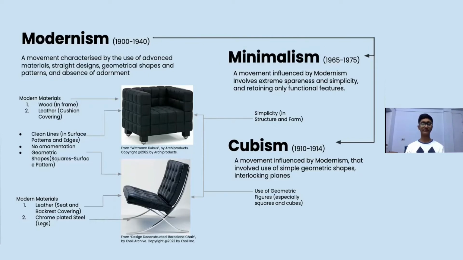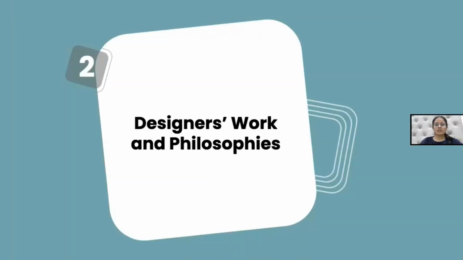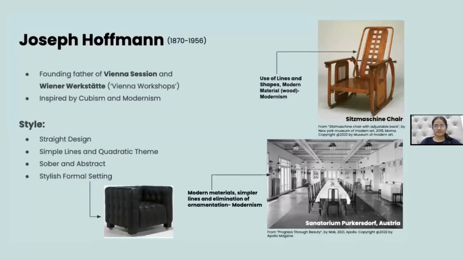Now over to Tanisha, moving on to the designers' work and philosophies. Josef Hoffmann was an Austrian architect and designer. He was a co-founder of the Vienna Workshops and a founding member of the Vienna Secession, as evidenced in the Kubus chair. His style consisted of sober, abstract, and straight design and a quadratic theme to create stylish formal settings. His work was quite influenced by modernism, which can be seen in the images of the Sitzmaschine chair and the Sanatorium Purkersdorf, which comprise simple lines, shapes, and modern materials like wood and cement.